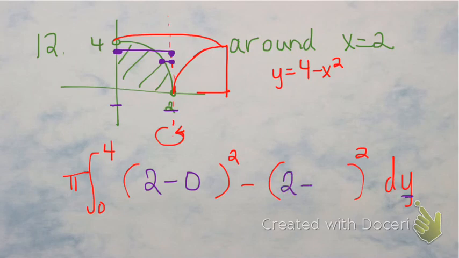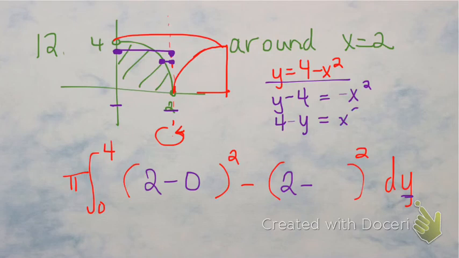Remember, we have y's here, so I need to solve up here and make it so I have y's. So subtract 4, divide by -1. You can make it negative y plus 4 if you want. And then take the square root. It is plus or minus the square root, but because I'm looking at quadrant 1, it's just the positive part. So this would be 2 minus the square root of 4 minus y.